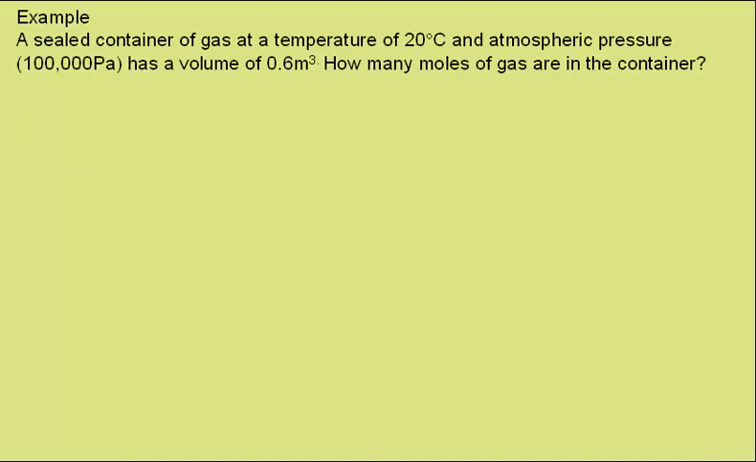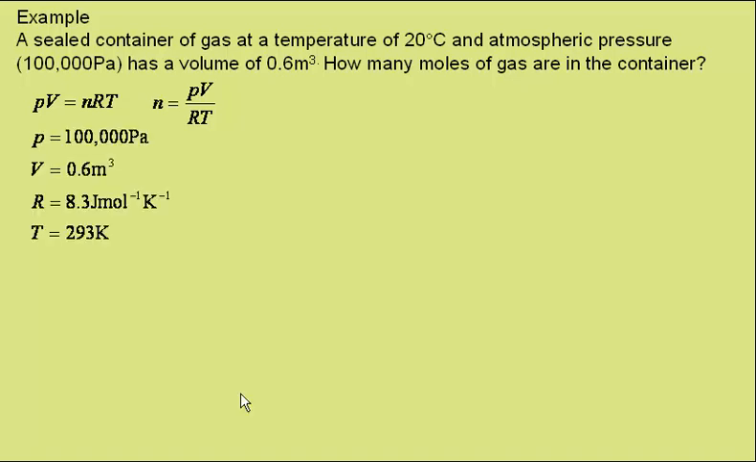Let's look at an example. A sealed container of gas at a temperature of 20 degrees Celsius and atmospheric pressure at 100,000 pascals has a volume of 0.6 cubic meters. How many moles of gas are in the container? Well, for this we need to use the ideal gas equation, and we can rearrange for the number of moles as pressure times volume over the molar gas constant times the Kelvin temperature.